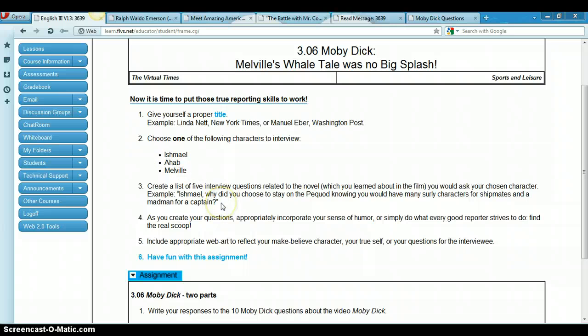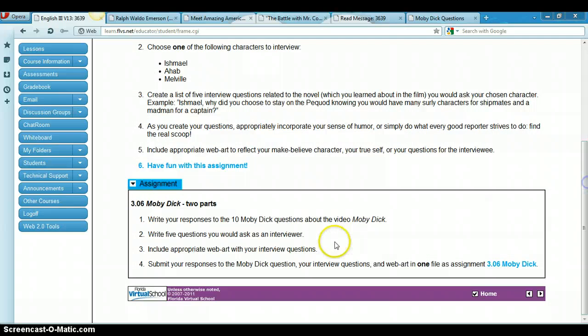You create a list of 5 interview questions. Make sure they're not yes or no questions or one-word responses. And then you're going to turn in those 5 questions with your work. So make sure that you do the 10 Moby Dick questions based on the video, and the 5 questions you would ask as an interviewer. You can include web art, but if you can't, I don't want you to worry about it. And then turn it all in as one file for 306 Moby Dick.